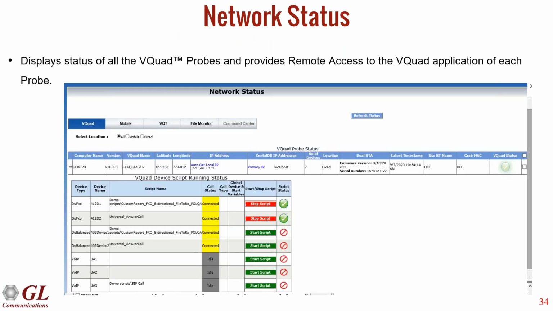And then the network status within the web viewer allows us to see everything in the network, all the VQuads that are connected to the central system. Not only can we see what the individual VQuads are doing, we can also remotely control them directly from the web browser. That means loading a script, starting or stopping a script, specifying parameters for the script. All that can be done right from the web viewer for any of the VQuad nodes that are connected.